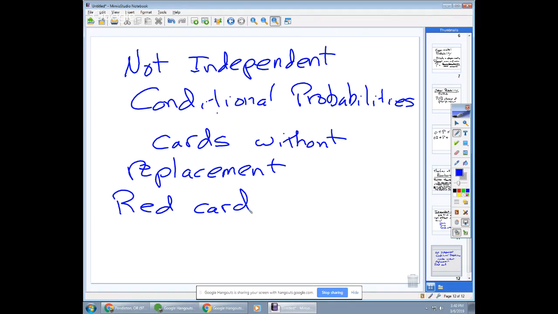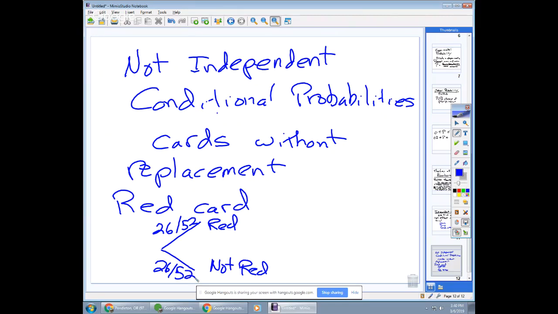So I deal a card, right? Either that card is red or that card is not red, if I only care about red for a sec. How many cards are red? Well, 13 out of 52 cards are red. How many cards are not red? Oh, sorry, 26. 26 out of 52 are red. 26 out of 52 are not red.